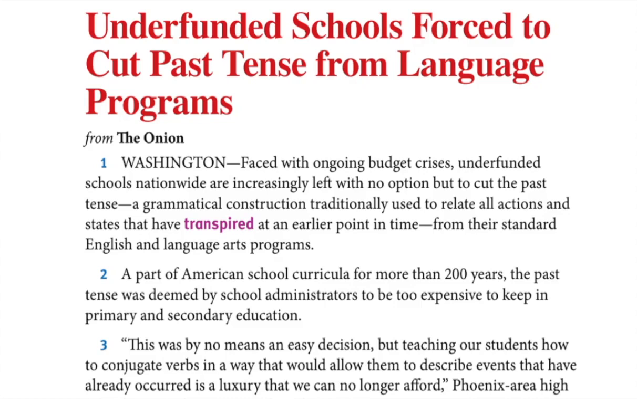Underfunded schools forced to cut past tense from language programs. From The Onion, Washington. Faced with ongoing budget crises, underfunded schools nationwide are increasingly left with no option but to cut the past tense, a grammatical construction traditionally used to relate all actions in states that have transpired at an earlier point in time, from their standard English and language arts programs. A part of American school curricula for more than 200 years, the past tense was deemed by school administrators to be too expensive to keep in primary and secondary education.